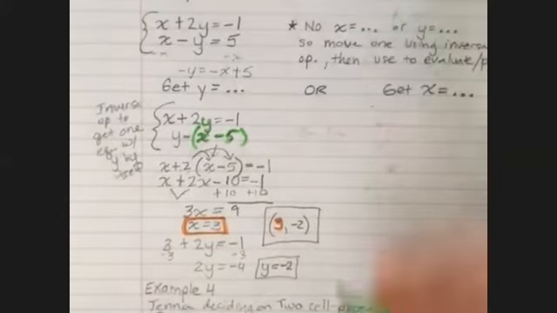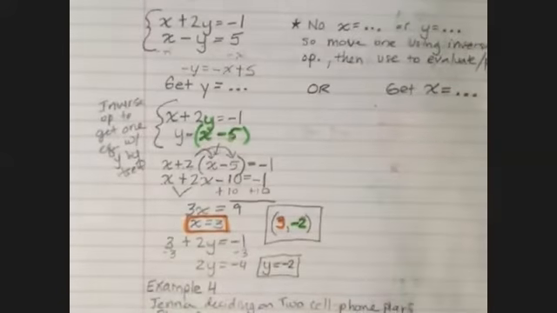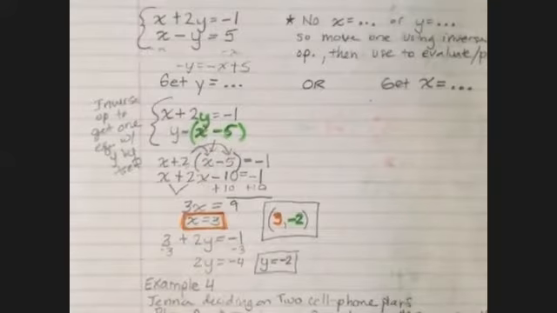What does that mean? That is the point that satisfies both equations of the system. It's the point at which you should see when graphed that these lines intersect.